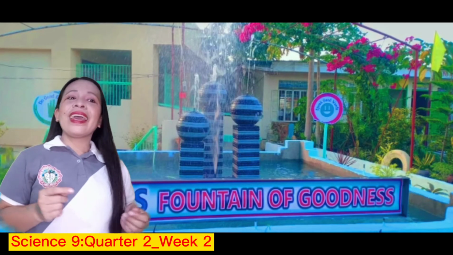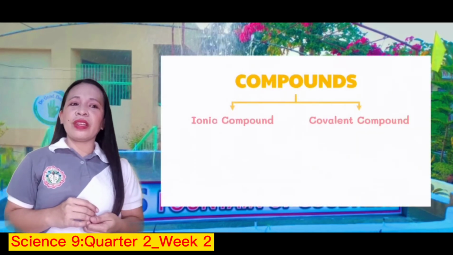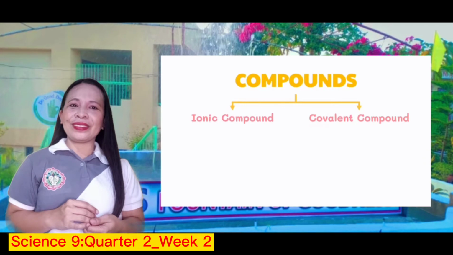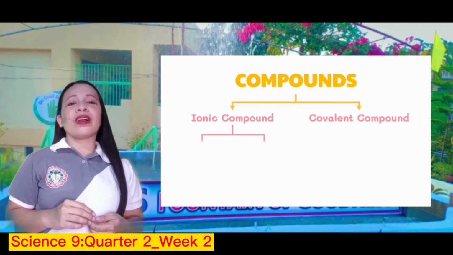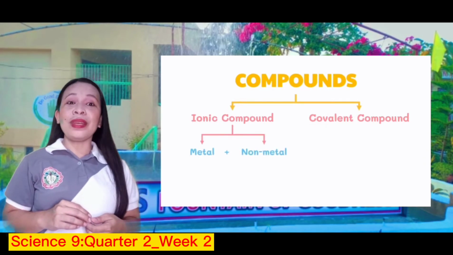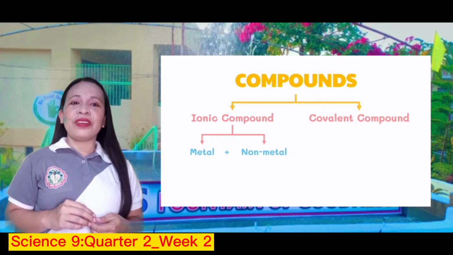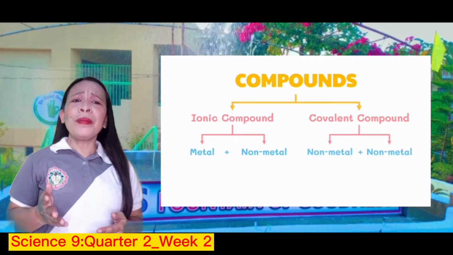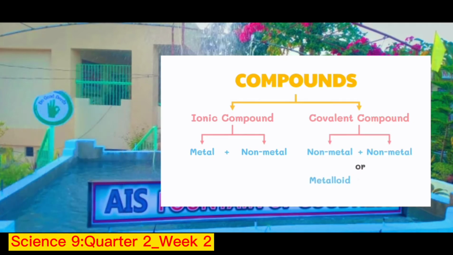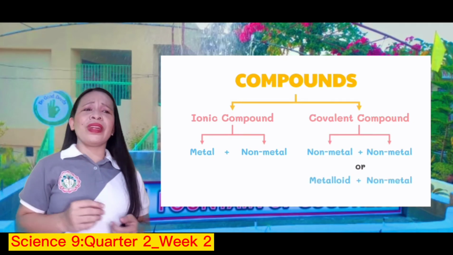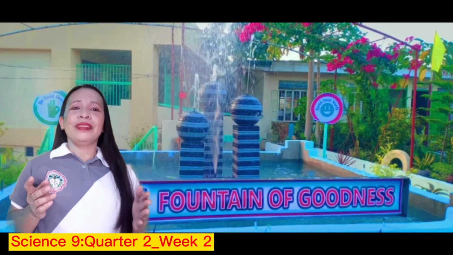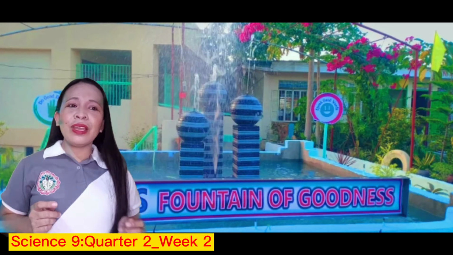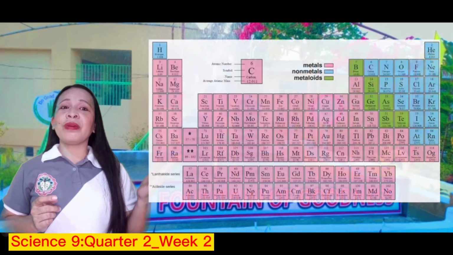Welcome back! And now, let us differentiate ionic from covalent compound. An ionic compound is a combination of a metal and a non-metal element, whereas a covalent compound is a combination of two non-metals or a non-metal and a metalloid. And to determine whether an element is a metal, non-metal or metalloid, you may refer to your periodic table of elements.